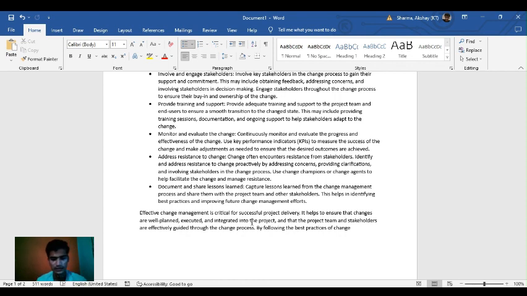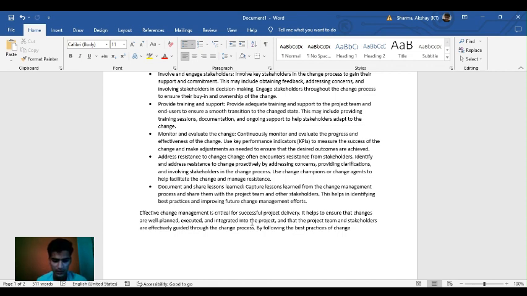Last thing, at the end, you need to document everything and share the lessons learned. So you have to capture the lessons learned from the change management process and share them with the project team and the other stakeholders. So this helps in identifying the best practices and improving future change management efforts.